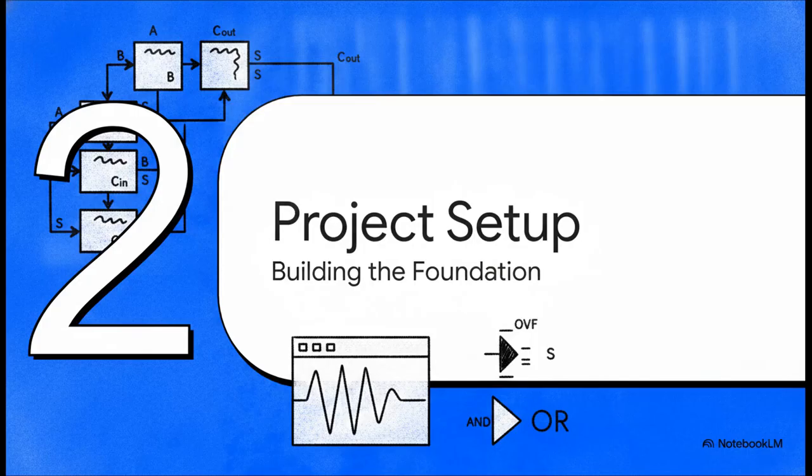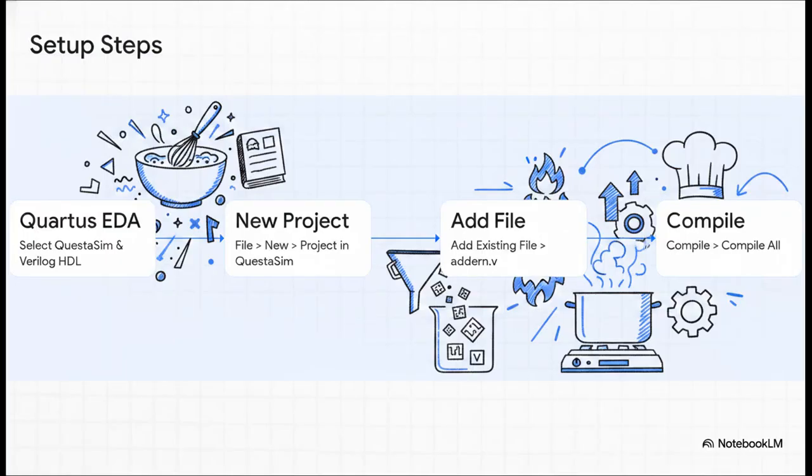Moving right along to Section 2, setting up the project, or building the foundation. To get our 4-bit adder project ready to go, we're going to follow a simple procedural build. Treat this exactly like a recipe. You're gathering your digital ingredients and mixing them together. We'll start in your main design software, jump over to QuestaSim, pull in your existing Verilog file, in this specific case that's adder.v, and finally, compile the whole thing together so the software actually understands your logic.